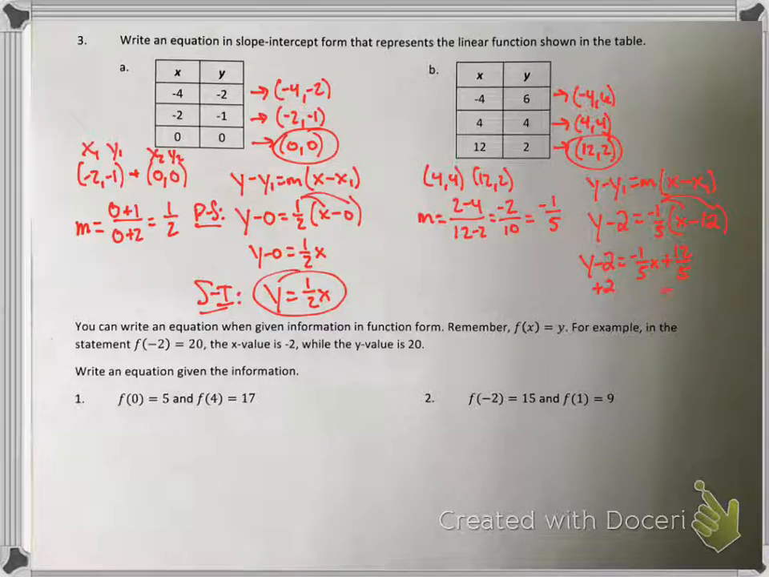Then to get y by itself, I add 2. Y equals -1 over 5x. 12/5 plus 2 would be the same as adding 12 over 5 plus 10 over 5. That gets me a final answer of 22/5 to tack on there at the end.